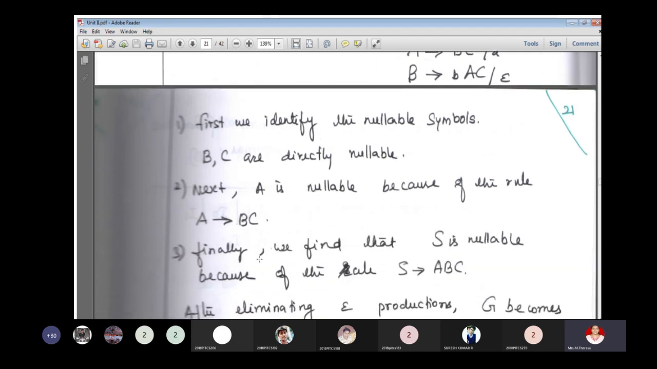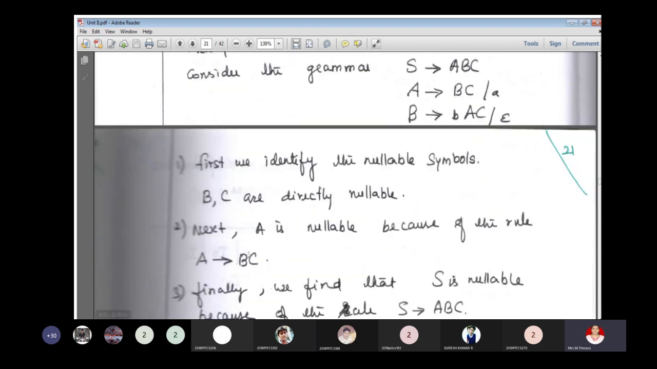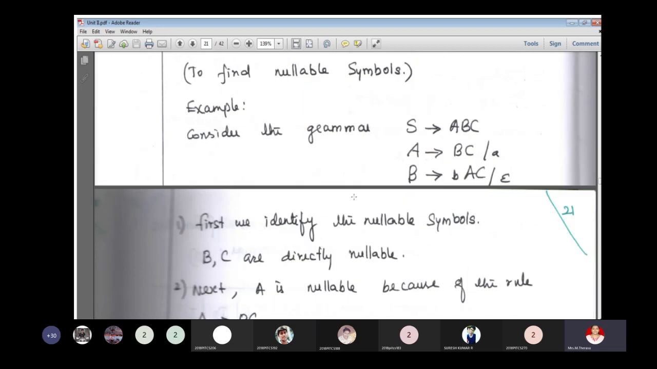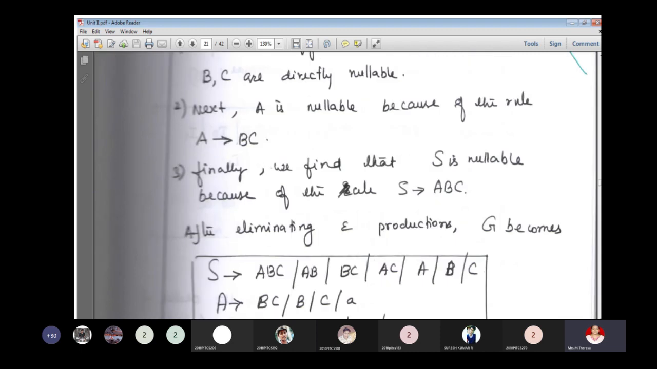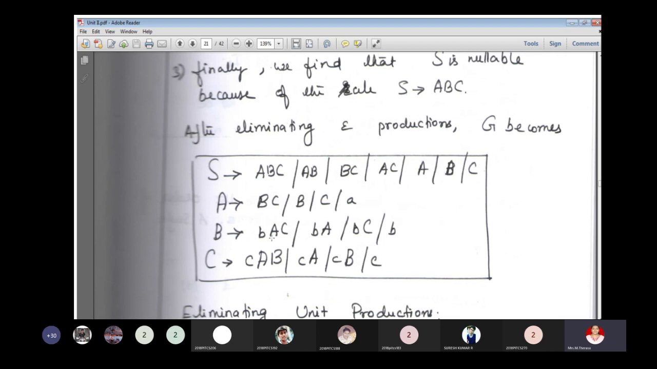Next, A is also nullable because we have A tends to BC. So when you substitute B as epsilon and C as epsilon, you get A as epsilon. So A is also nullable. Finally, since you have S tends to ABC, we can conclude that S is also nullable. So you have to eliminate the nullable variables. How can you eliminate a nullable variable? Wherever you have nullable variables, you substitute epsilon and generate a new production.